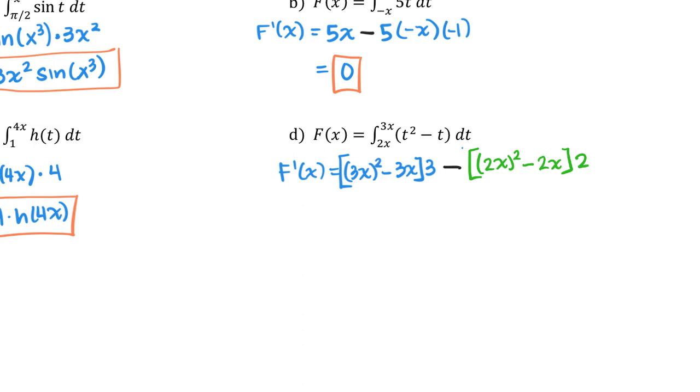Let's simplify this. 3x squared is 9x squared times 3, 27x squared, minus 9x, minus 4x squared times this 2, minus 8x squared. Okay, minus 2x times 2 is minus 4x, and then times this minus, positive 4x. So this is going to be 19x to the second minus 5x.